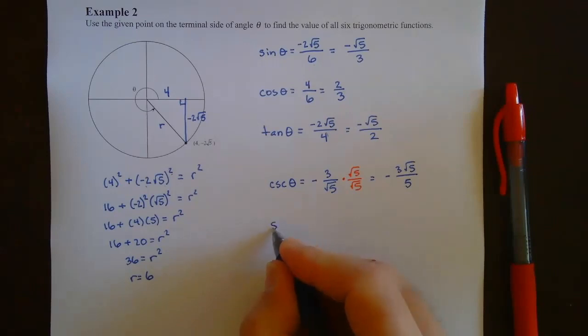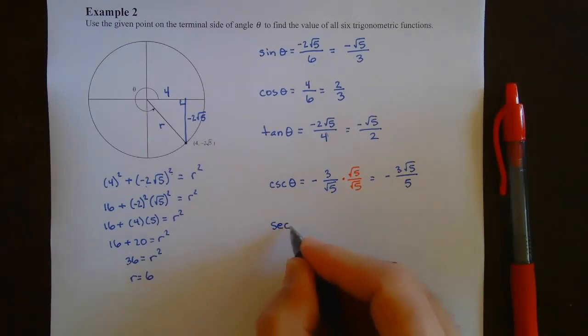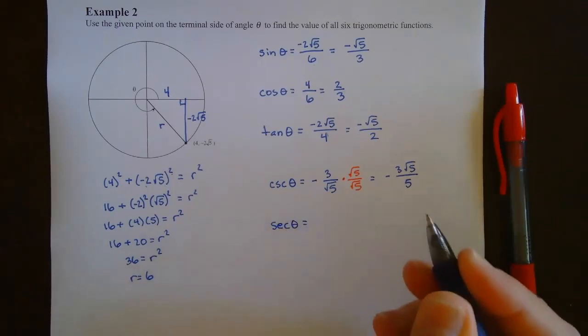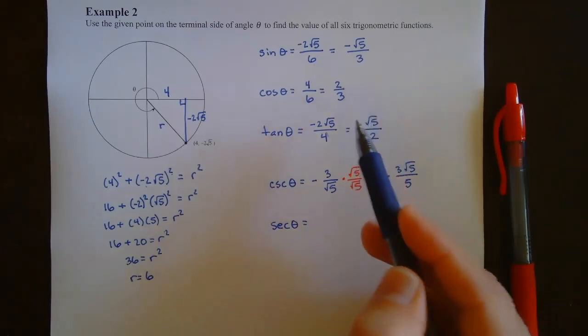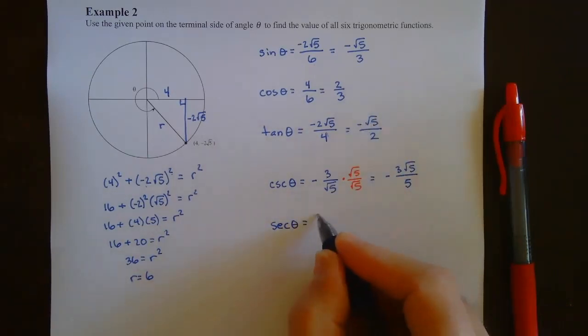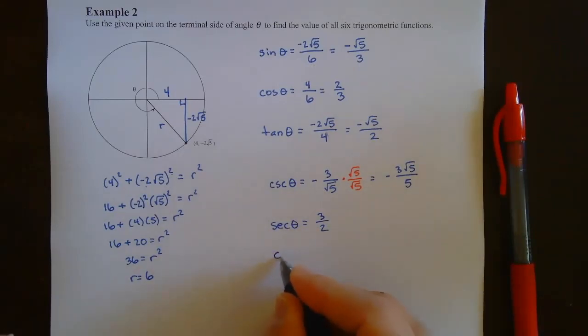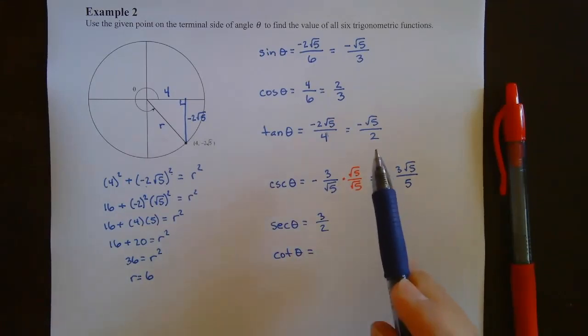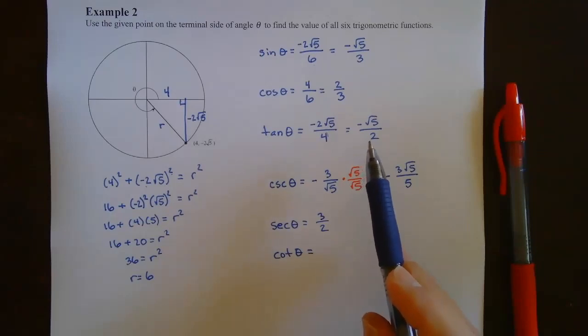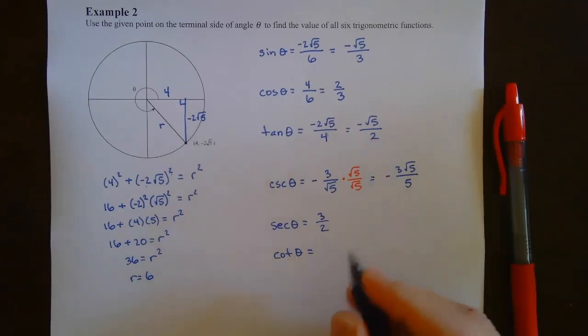So secant theta. Secant theta is the reciprocal of cosine, right? Cosine was 2 over 3, so this one has to be 3 over 2. And we're done with that one, okay? And then cotangent of angle theta, okay? Cotangent theta is the reciprocal of tangent. So tangent was negative square root of 5 over 2. So this would be negative 2 over the square root of 5.